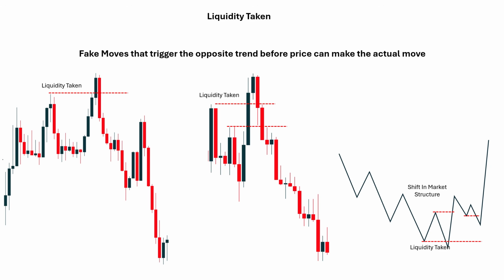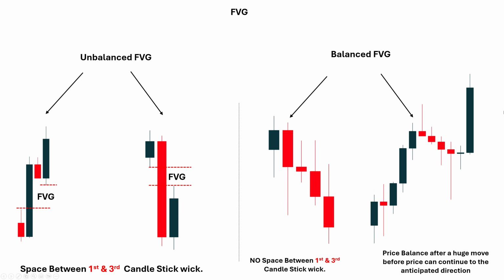But then let's move on to a more practical example. We have fair value gaps right now. We have unbalanced and balanced fair value gaps. In fair value gaps, we have to see a wick. You see this wick here, and this wick here, and this wick here. We have a 1, 2, 3 candlestick.